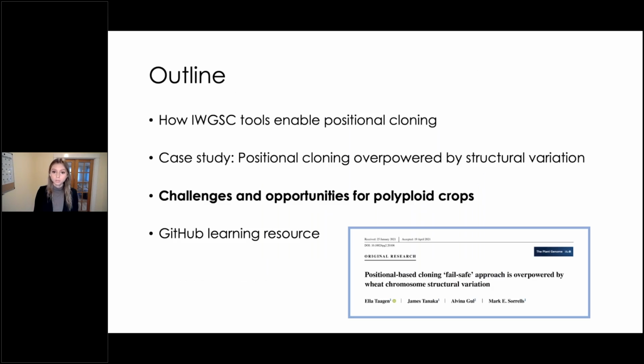So at this point, I'd like to zoom out from our case study and discuss the larger implications for positional cloning in polyploids and strategies to more wisely invest the considerable resources required for validating causal variants.